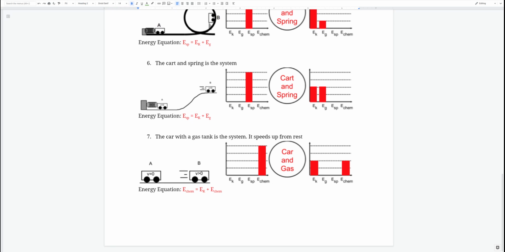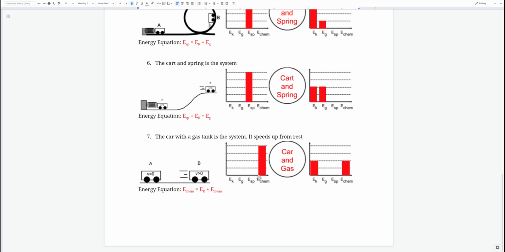Last one, this time it says a car with a gas tank as the system. So that is a good hint to us that we're probably going to need chemical energy. And it says the car speeds up from rest. So that means it's not moving at the start, so it has no kinetic energy. We're not changing our height here, so no gravitational energy, no springs involved, so no spring energy. And then this one, it says right here, gas tank, so we're going to need some chemical energy. The car is going to use some of its gas to actually start moving.